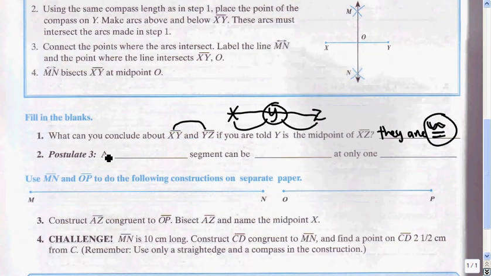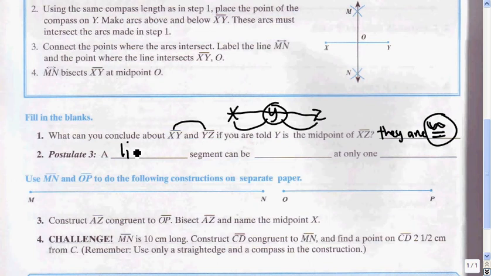Postulate 3 tells us that a line segment can be bisected at only one point. In other words, there's only one midpoint in any line. You can't have two midpoints. You can only have one. In other words, there's only one point that splits this line into two congruent parts.